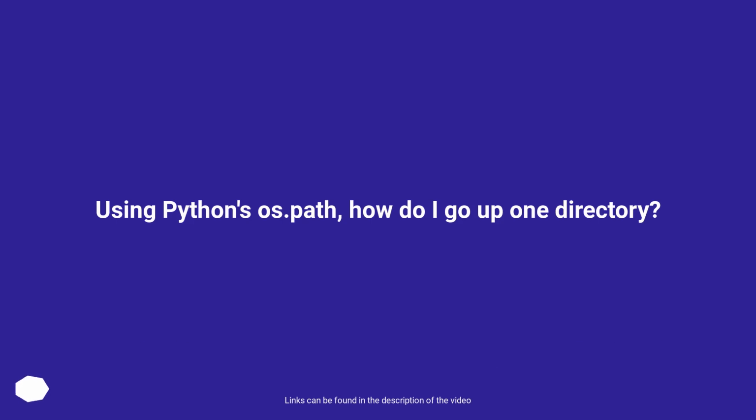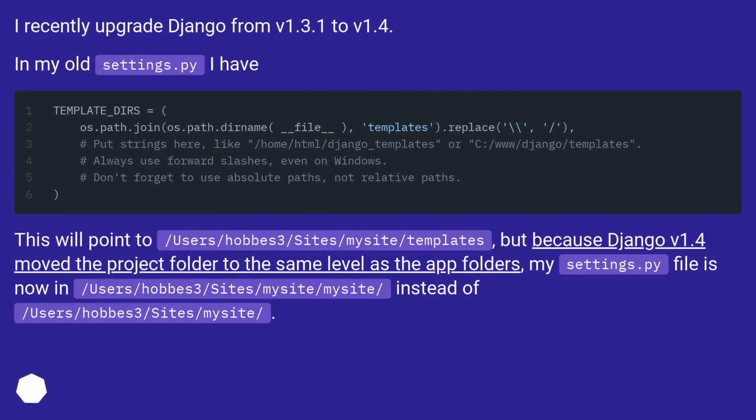Using Python's os.path, how do I go up one directory? I recently upgraded Django from v1.3.1 to v1.4. In my old settings.py I have a path that this will point to. But because Django v1.4 moved the project folder to the same level as the app folders, my settings.py file is now in a different directory than before.